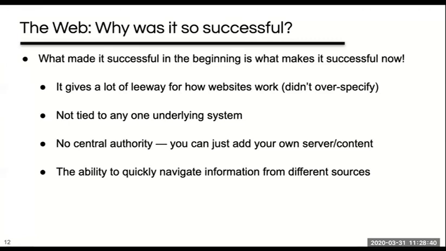The web gives a lot of leeway for how websites work. It didn't over-specify things. It had this really abstract model of nodes with links. Right around the same time that the web was starting, I think it actually started slightly later but immediately became far more popular than the web, was a system called Gopher. And Gopher had a way more rigid structure. The developers said that they modeled it off of how we organized information in the real world at the time, which was like a library to them.